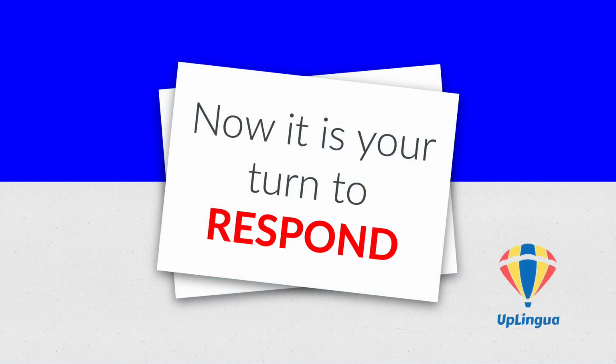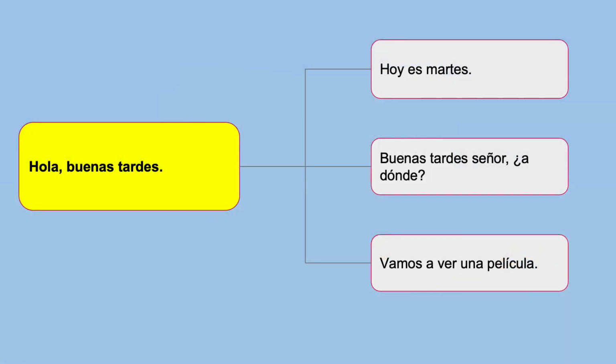Now it's your turn to respond. Let's have you choose the appropriate response based on the prompt. Hola, buenas tardes. What is the appropriate response here? We have three choices. Our first choice is Hoy es martes. Second choice is Buenas tardes, señor. ¿A dónde? And finally, Vamos a ver una película.